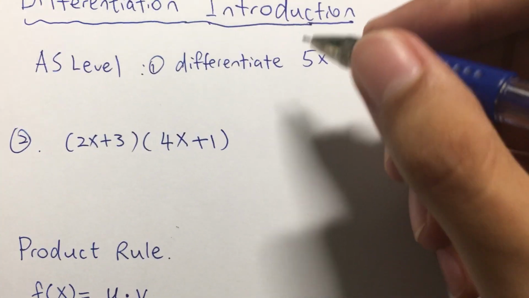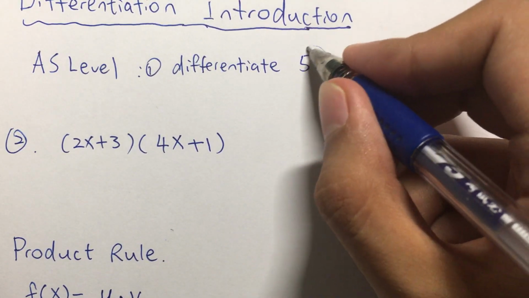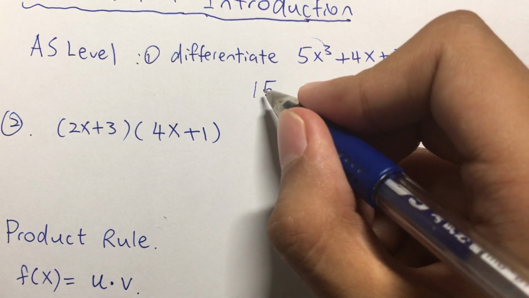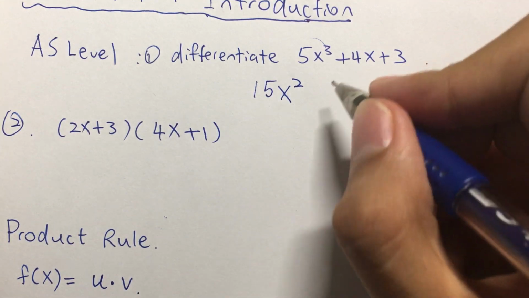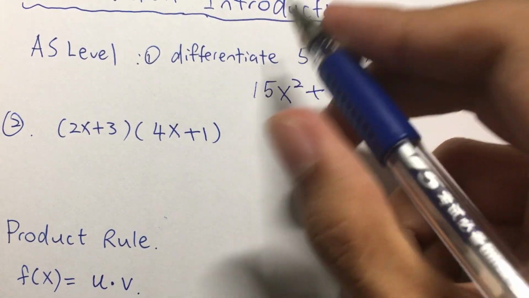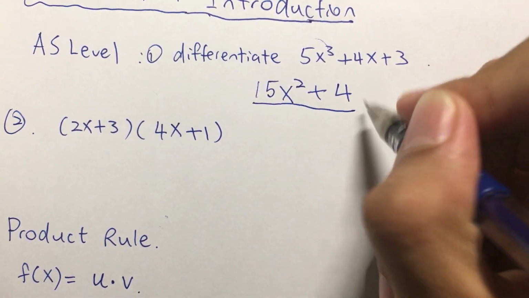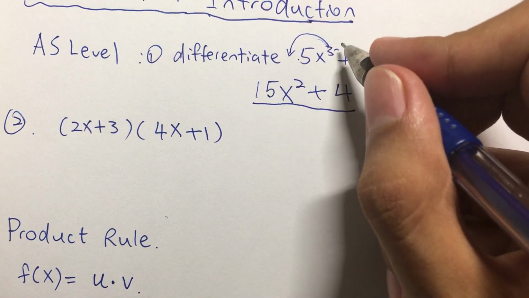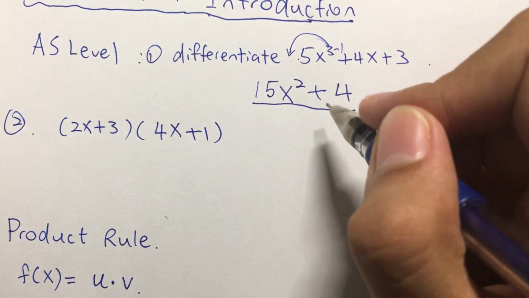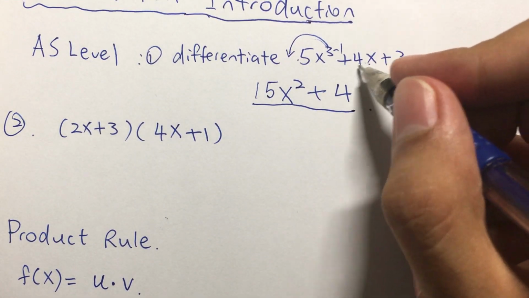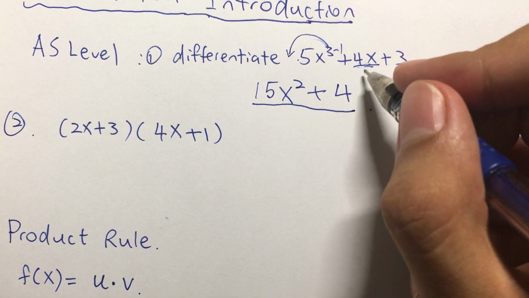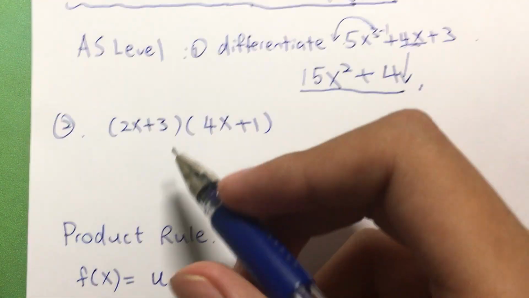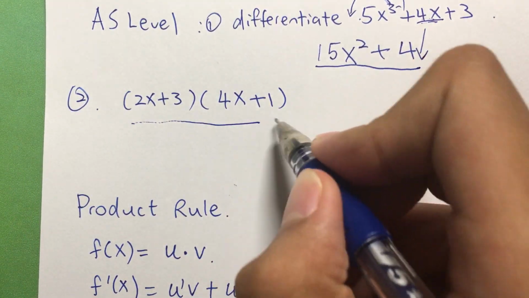Well, we know that we can bring the 3 down and this becomes 2, which becomes 15x squared plus 4, and this is our answer. So we bring 3 down here and then we do 3 minus 1, so we get 15x squared, and we do the same thing here, so 4x becomes 4. We learned this in AS, and let's try this question.